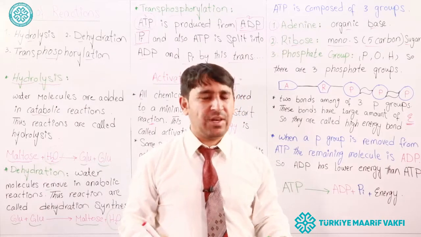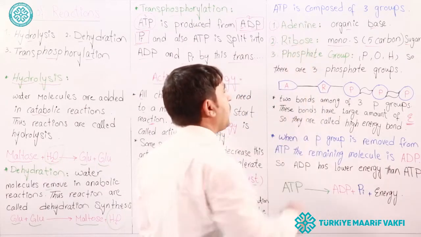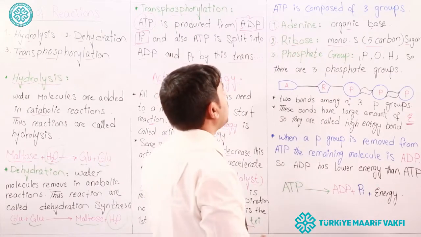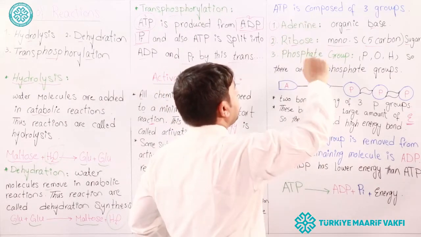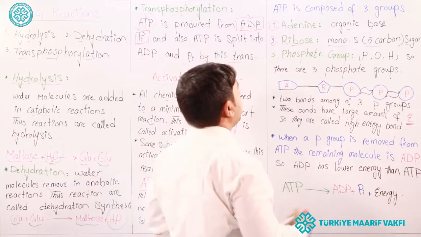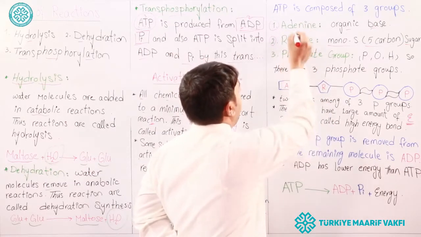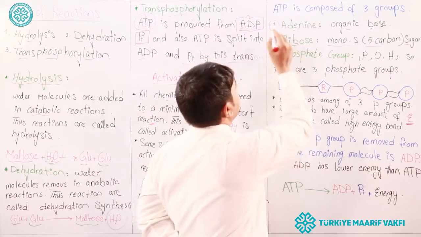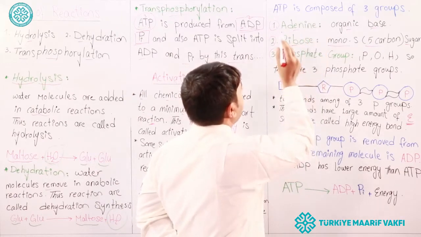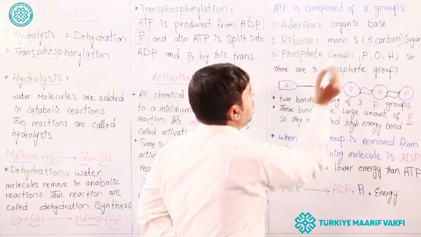RNA is a type of nucleic acid. In nucleic acid also we can find the ribose sugar. So ATP is also made from the ribose sugar. So the second component of the ATP is ribose. And the third component or group of the ATP is phosphate group.